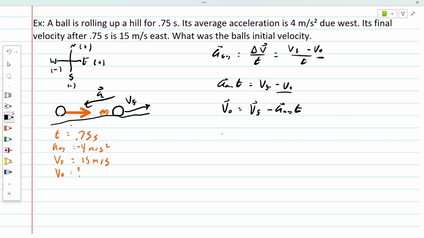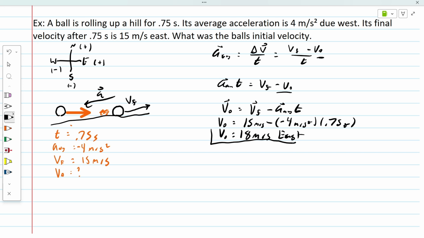So we want to solve for v initial. We know the final velocity is 15 meters per second, minus the acceleration, which is in the negative direction because we're calling west negative. So it'll be negative 4 meters per second squared. And the time is 0.75 seconds. So this seconds will cancel with that one, and we'll get meters per second. So the velocity initial is equal to 18 meters per second, and because it's positive, that means it's going to be east.